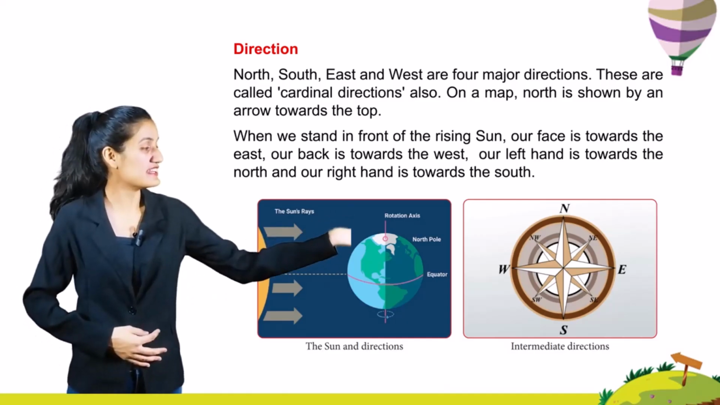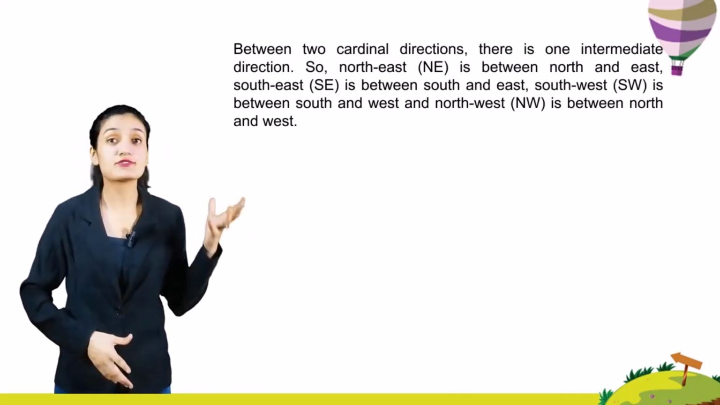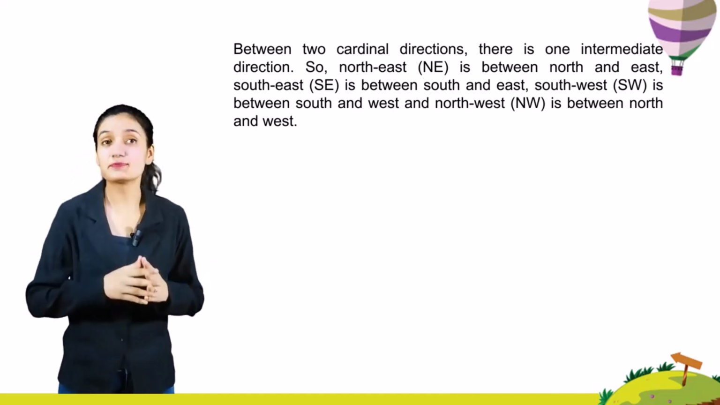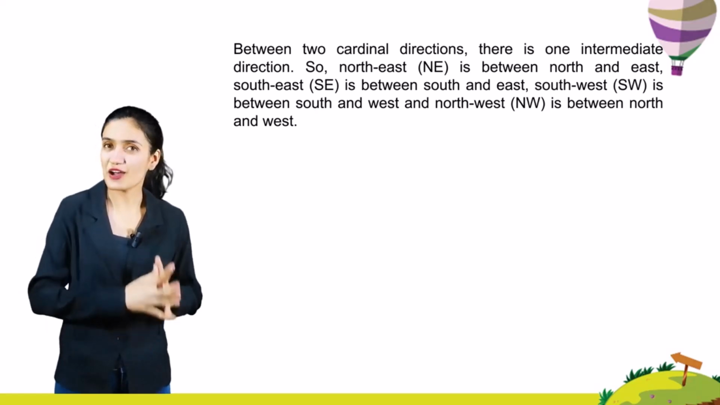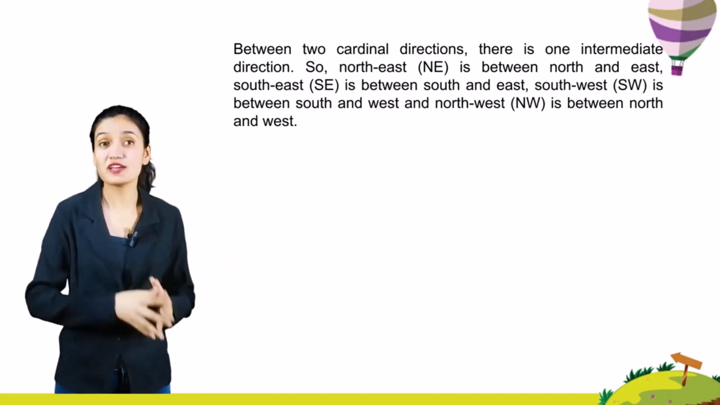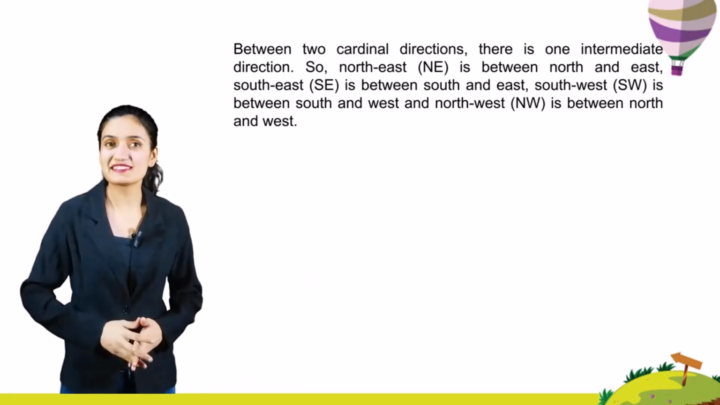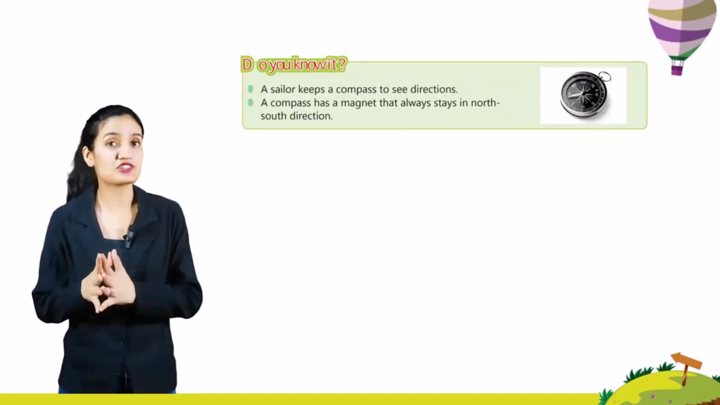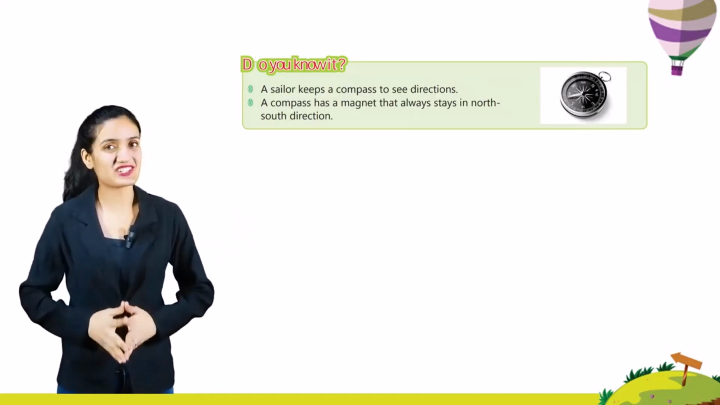And here, intermediate directions. Between two cardinal directions, there is one intermediate direction. So, northeast, NE, is between north and east. Southeast, SE, is between south and east. Southwest, SW, is between south and west. And northwest, NW, is between north and west. Kids, do you know it? A sailor keeps a compass to see directions. A compass has a magnet that always stays in the north-south direction.